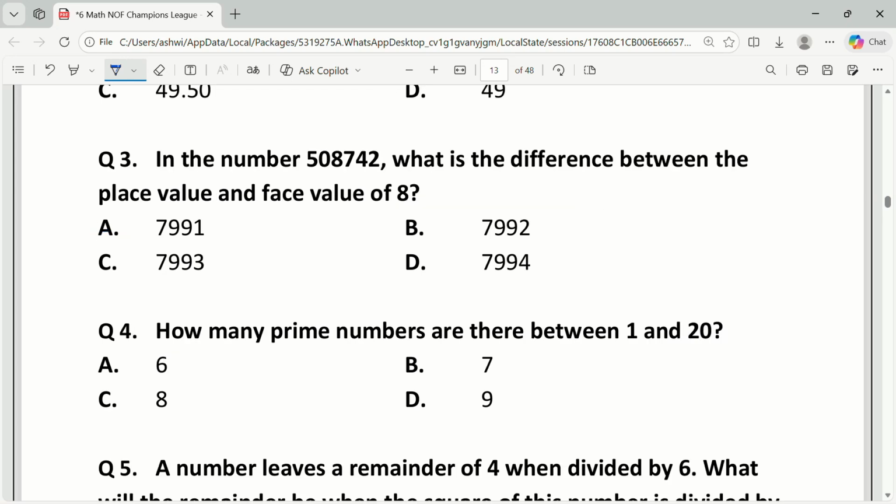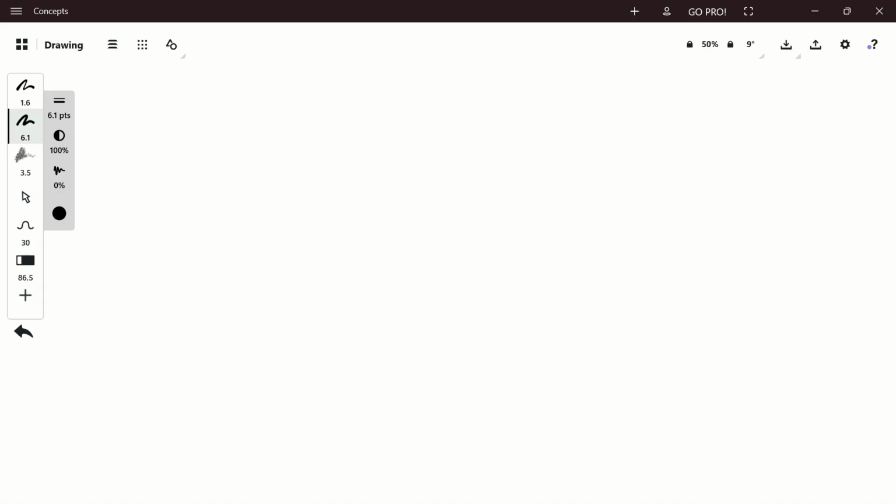Question number 3. In the number 508742, what is the difference between the place value and face value of 8? In the number 508742, the digit 8 is in the thousands place. The place value is 8 into 1000, which is equal to 8000.